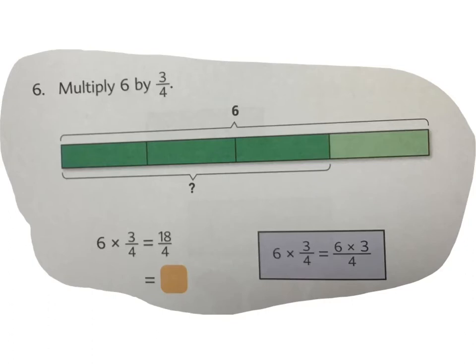Here's another visual. Multiply 6 by 3/4. So here you have the total of 6, and you're taking 3/4. 1, 2, 3 out of 4, not this one. So 6 times 3/4 equals 6 times 3 over 4, which equals 18 over 4.